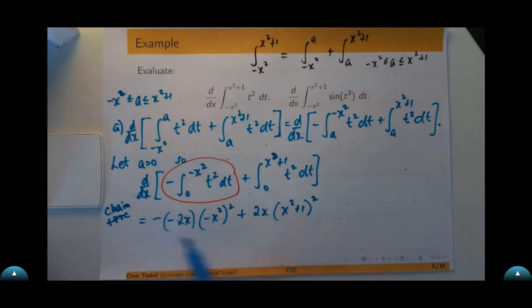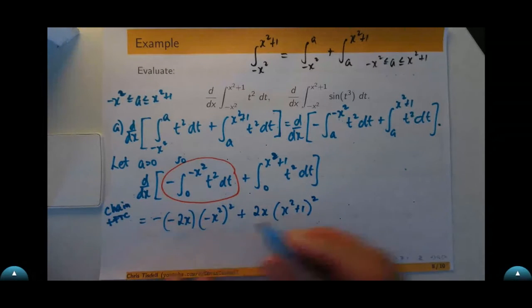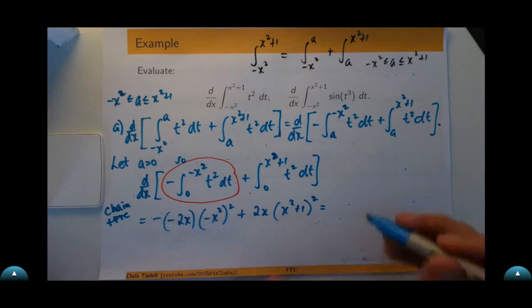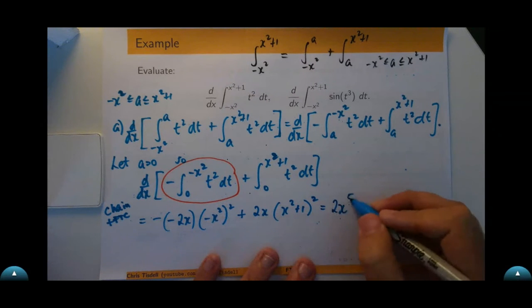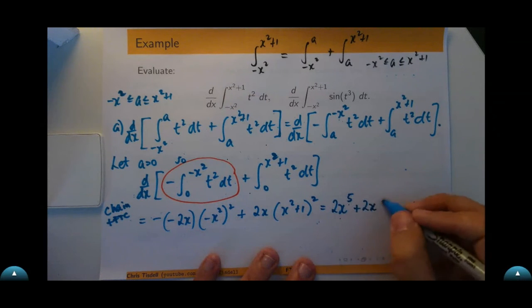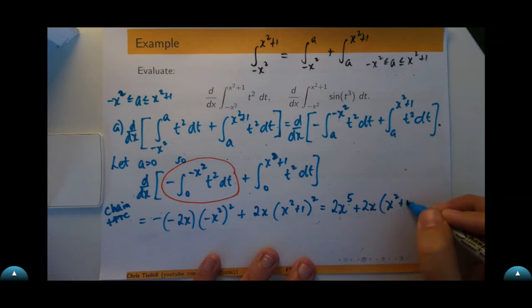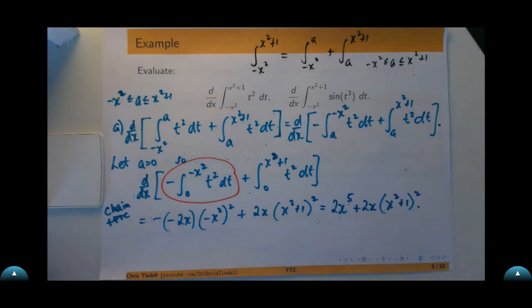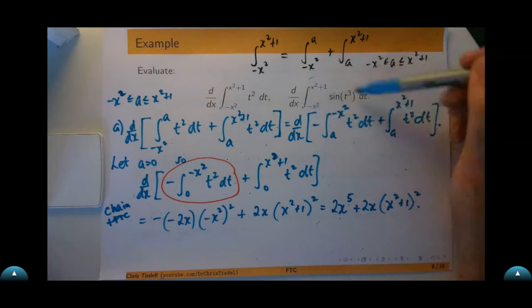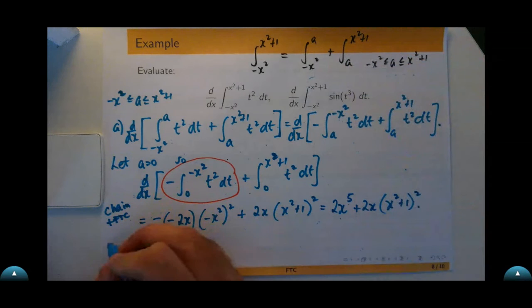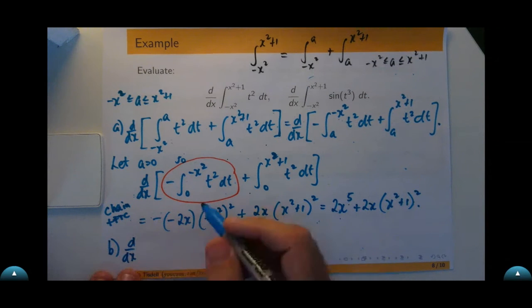Okay, so now all you need to do is simplify this. Okay, so that's going to be x to the power 4, so 2x to the power 5. Okay, so that's a quick way of doing it. Same one for this one. Okay, for part B, I'll just do the quick way here.